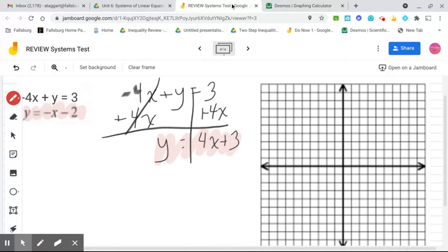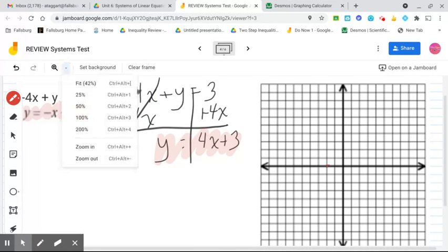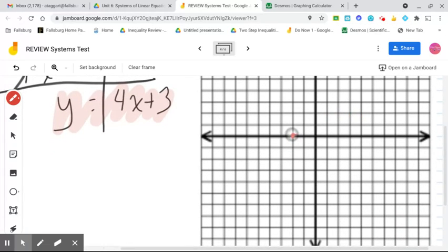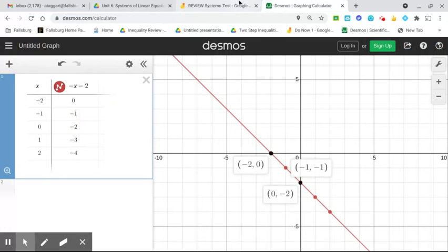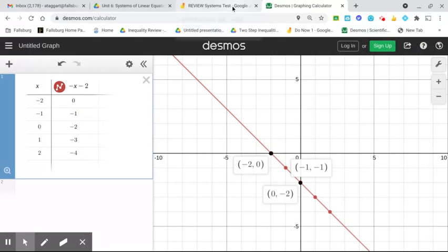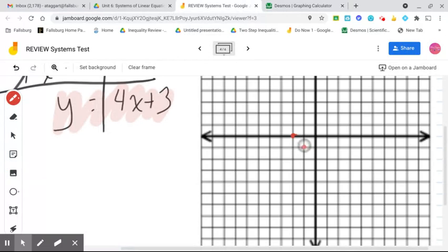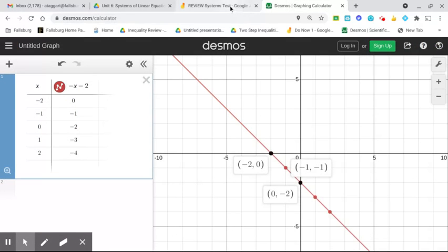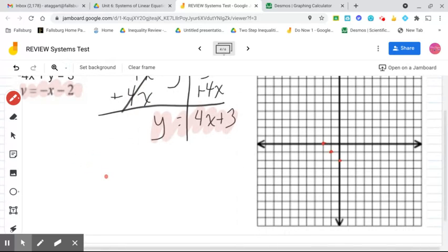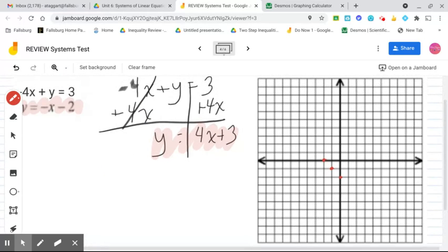So again, we're going to graph -2, 0. I'm going to zoom in a little bit more. A lot of times when you zoom in more, it's a little bit easier. So -2, 0. I have -1, -1, which is here. And the last point was 0, -2. So 3 points is plenty. 2 points is probably even plenty. But you want to make sure that you're graphing them in the correct spot, okay? So now that I have the points and they are right on the grid, my line's not going to be perfect, but that's okay.